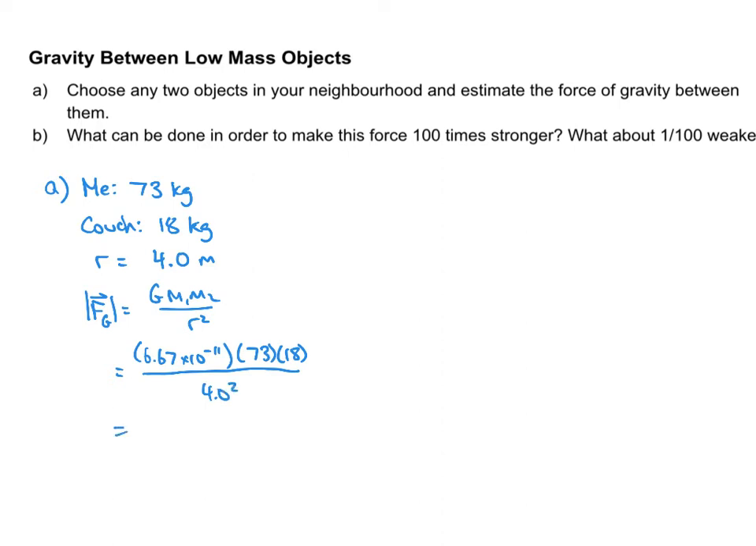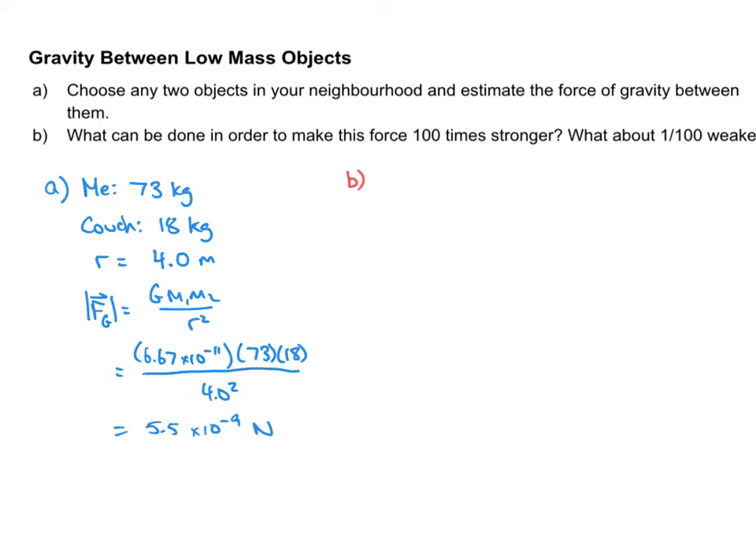Okay, so let me compute this. Okay, so I'm getting 5.5 times 10 to the negative 9 newtons. So about 5 billionths of a newton, which is very, very small. We hardly feel that. And it should be that way because you should not really feel the gravity from a couch.